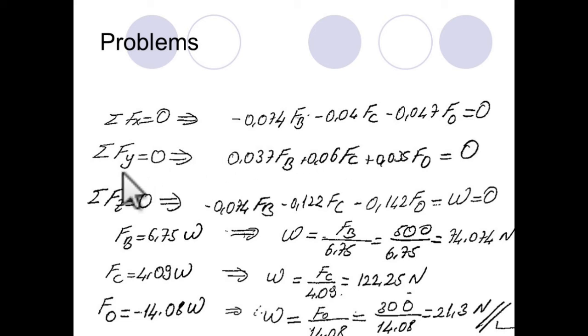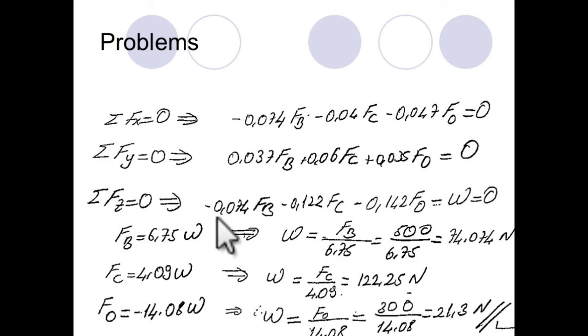Now I know that the sum of the forces in the y direction has to be equal to 0. So basically I will sum up the j components. So this comes from the i components of the forces. Now I will continue with the j components, or y components, the components of the forces in the y direction. I will sum them up. So it is 0.037 FB plus 0.06 FC plus 0.035 FO has to be equal to 0.